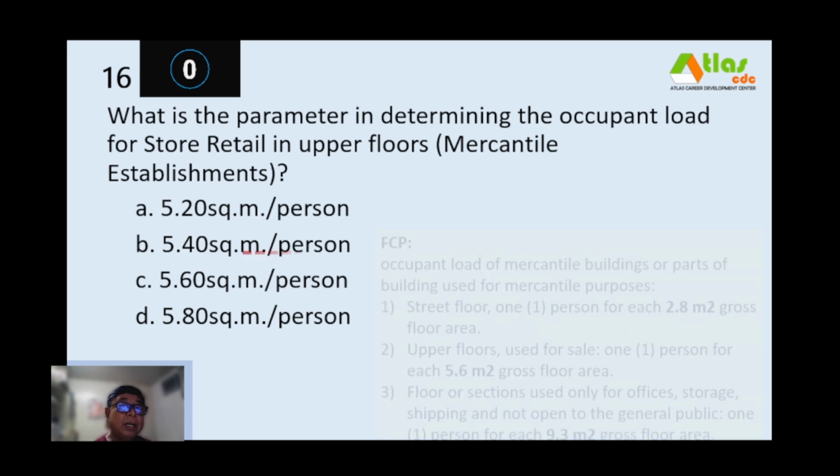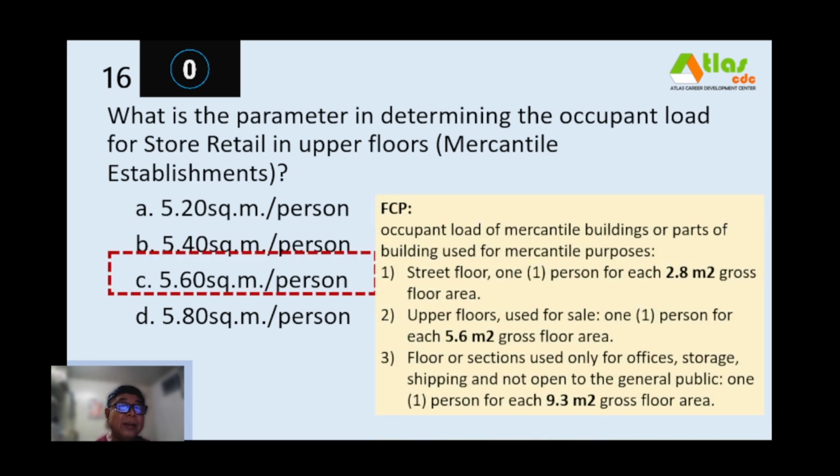And our correct answer is letter C, 5.6 square meters per person. So according to the fire code, the occupant load of mercantile buildings or parts of building used for mercantile purposes shall be for street floor 2.8 square meters or GFA per person. Upper floor shall be 1 person or 5.6 square meters GFA per person. And for floors or sections used only for offices, storage, shipping, and not open to the general public is 9.3 square meters GFA per person.